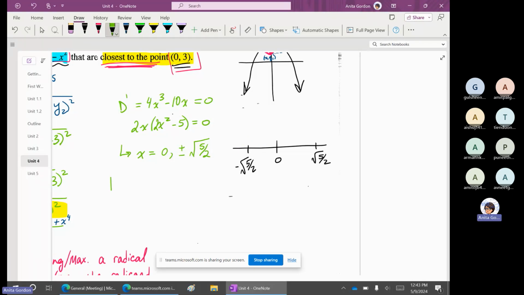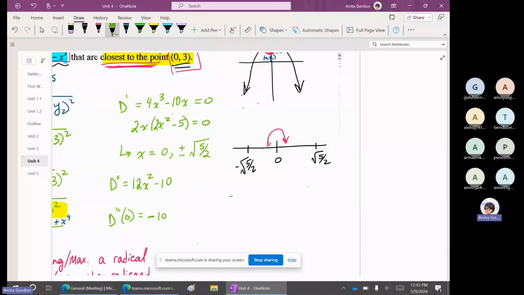Okay. D double prime. What is it going to be? Lovely. Okay. Let's test it out. D double prime of 0 is -10. Remember, you're not interested in the number. We're just interested in the sign. It's negative. Yes, it is -10. You're right, but I'm more interested in the negative. Negative means it's what direction? Concave down.